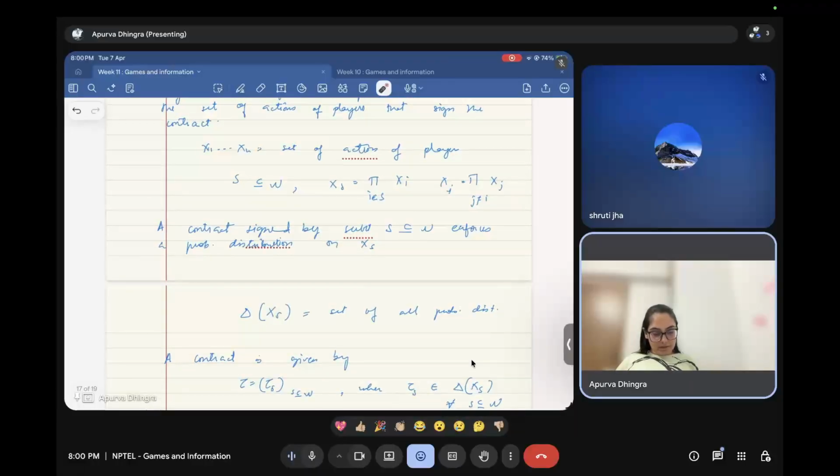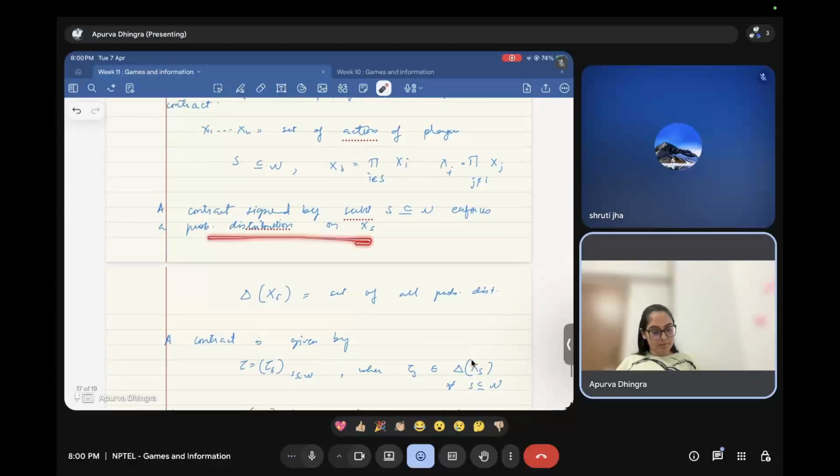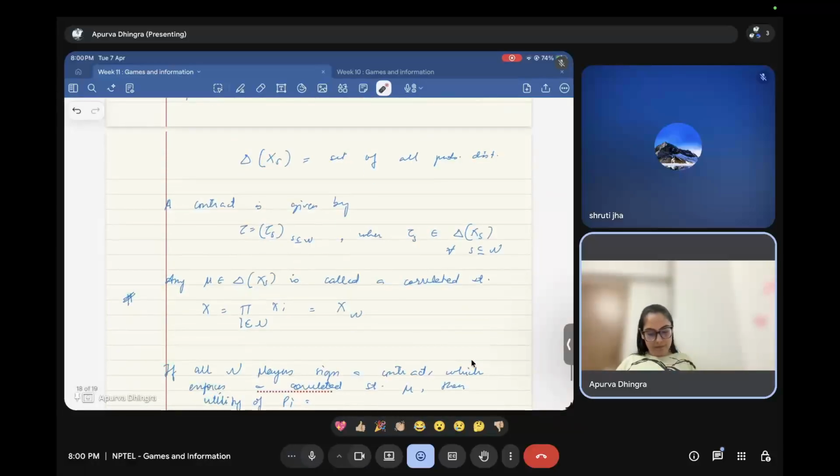So let's say if a contract is signed by a subset of the players, then it puts a distribution on the actions of that subset of the players, and this is how we denote it with this delta of X. A contract is basically given as some probability distribution picked from this set of probability distributions, so valid probability for all those players.